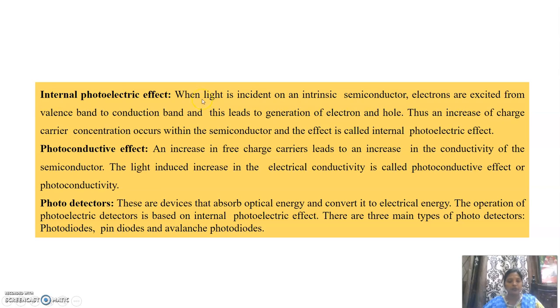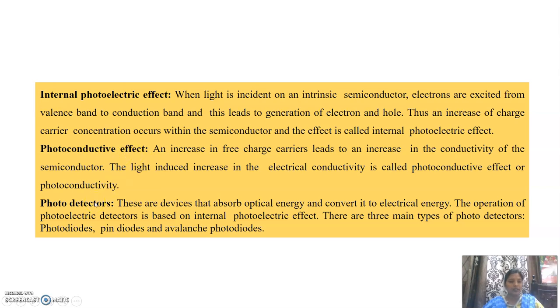So the principle of a photodetector is the internal photoelectric effect. That is, when light is incident on an intrinsic semiconductor, electrons will go from the valence band to the conduction band, which will create electron hole pair generation. This increase of charge carriers occurs within the semiconductor, and this effect is called the internal photoelectric effect. Whatever charge carriers are created will increase the conductivity in the semiconductor. That is called the photoconductive effect.